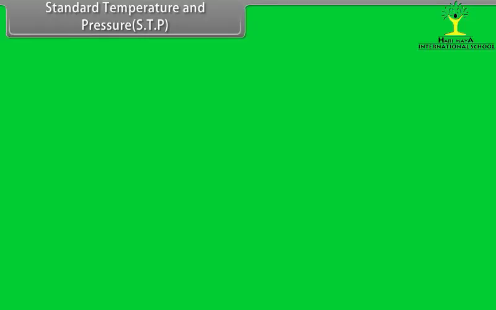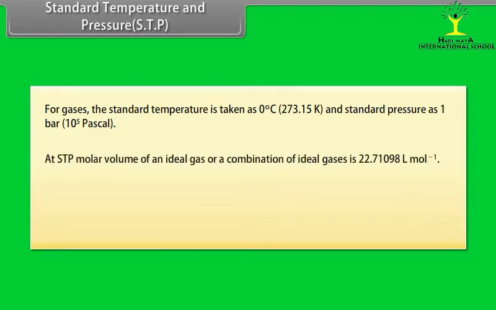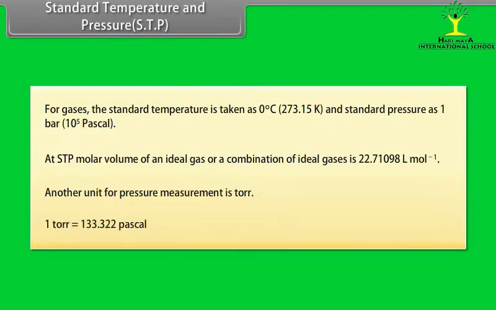Standard temperature and pressure, STP. For gases, the standard temperature is taken as 0 degrees Celsius or 273.15 Kelvin and standard pressure as 1 bar or 10^5 Pascal. At STP, molar volume of an ideal gas or a combination of ideal gases is 22.71098 liter per mole. Another unit for pressure measurement is torr. 1 torr is equal to 133.322 Pascal.